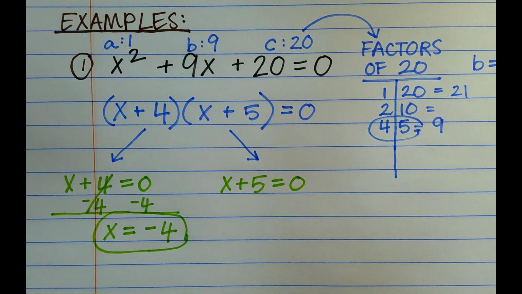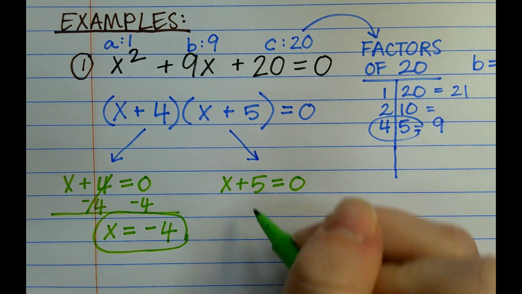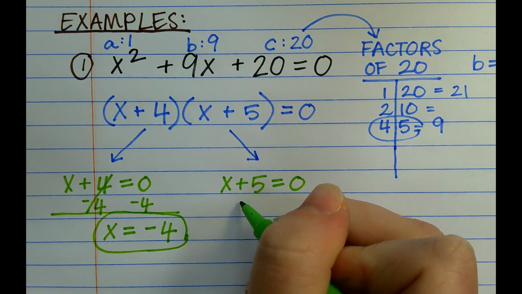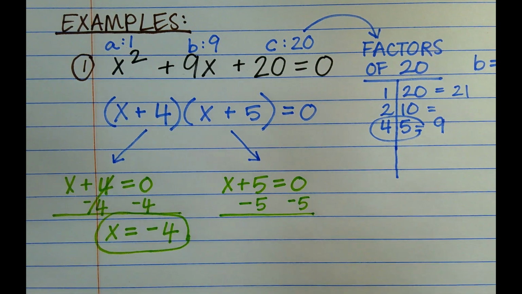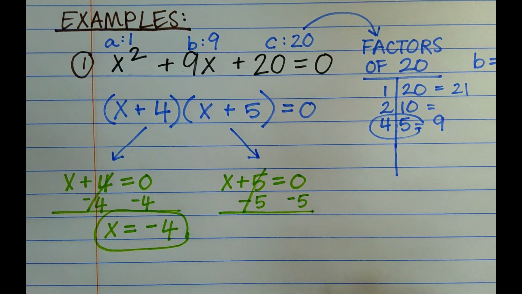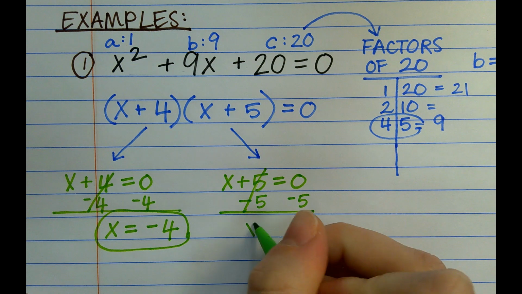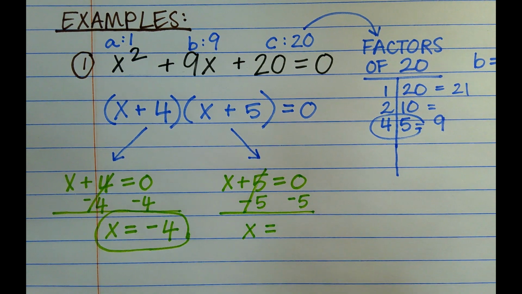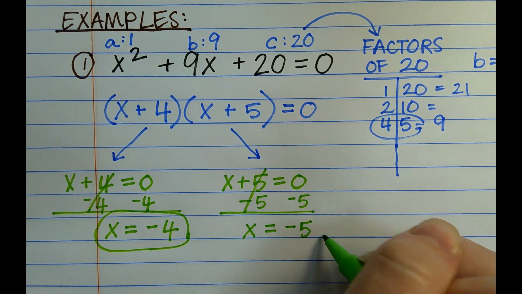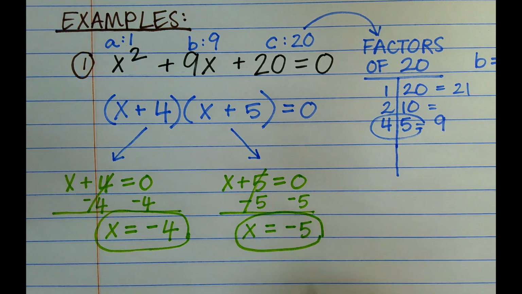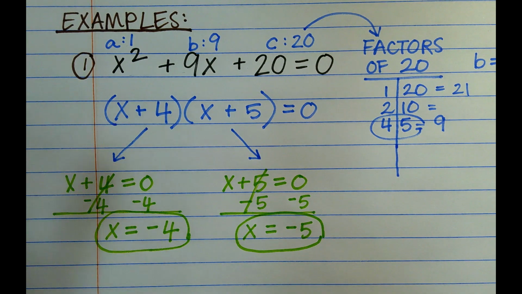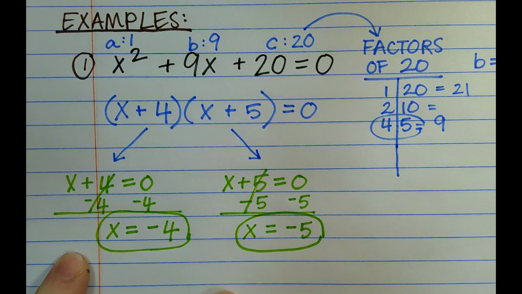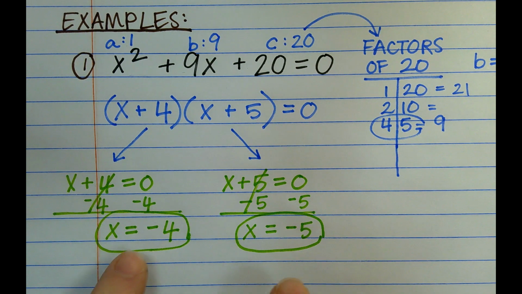Now let's solve our next one. How do I do that? Yes, subtract 5 from both sides. 5's will cancel. And what will I get as my answer? -5. Good. And that's it. We solved it. Not so bad. Once we know how to factor, it gets a little easier because this should be reviewed.